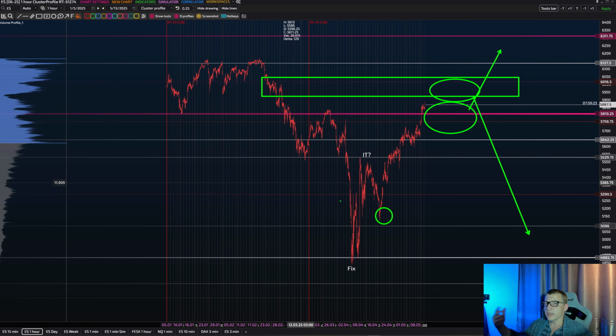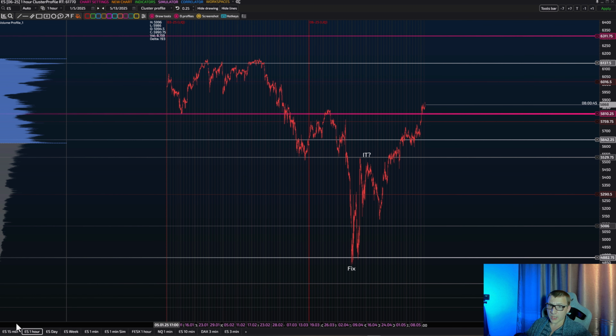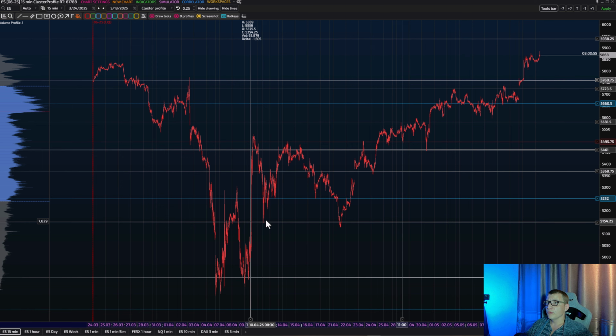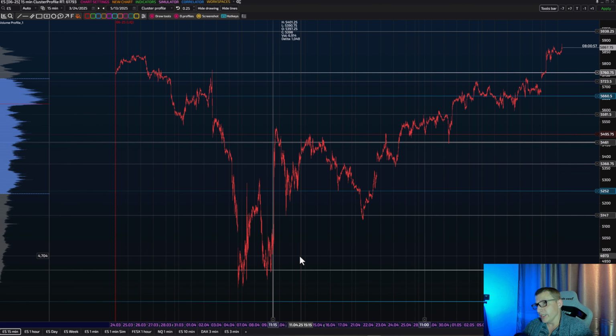These are just scenarios, so we are ready, so we are prepared. This is why I always have two scenarios to be prepared for any situation in the market. Now, the last auction to analyze is the 15-minute auction. What do we see here?